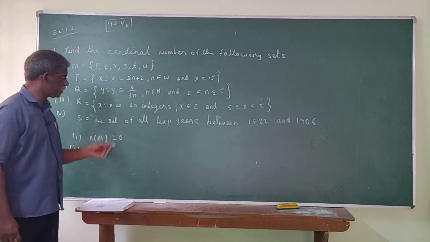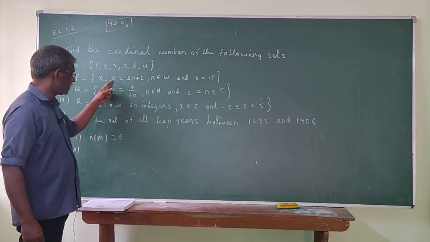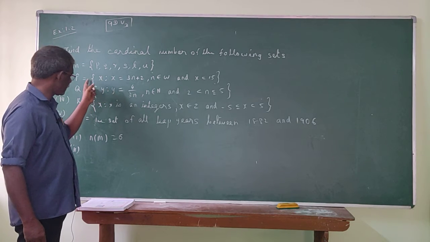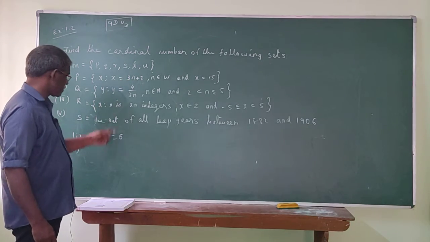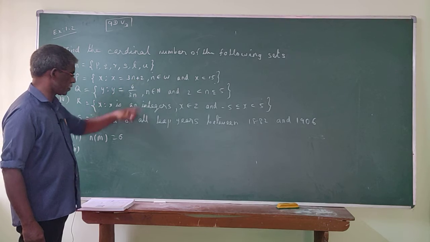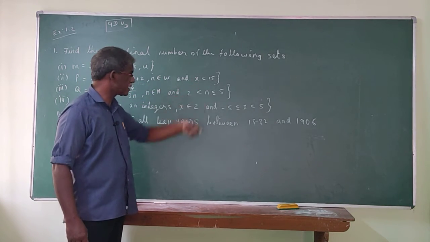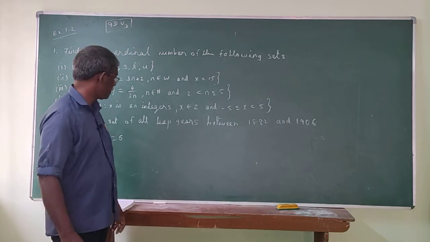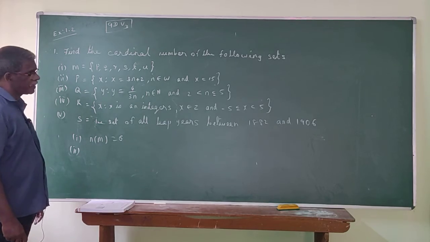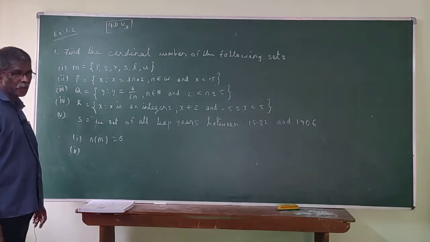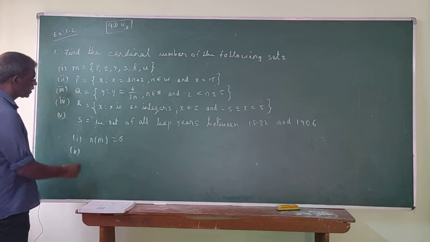We have to find the number of elements. First of all you have to understand the elements in this set. x is equal to 3n plus 2, where n is a whole number, such that x is less than 15. So we have to find x by putting the value of n one by one. Whole numbers start from 0.